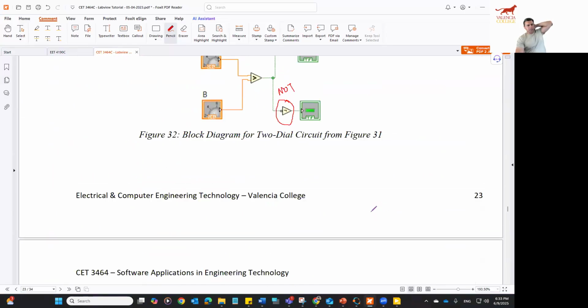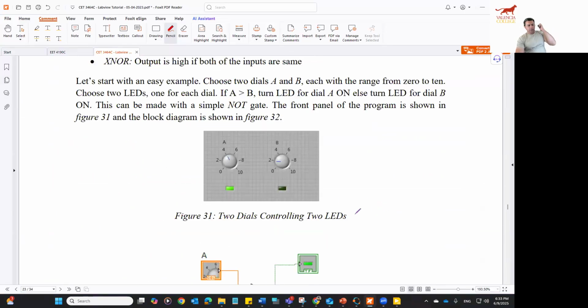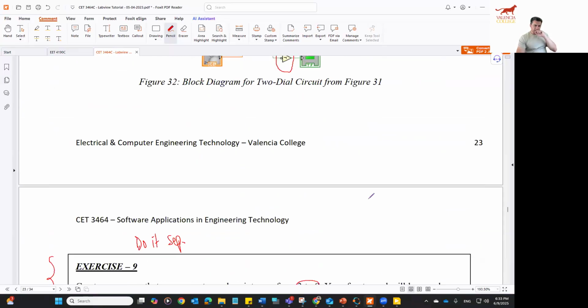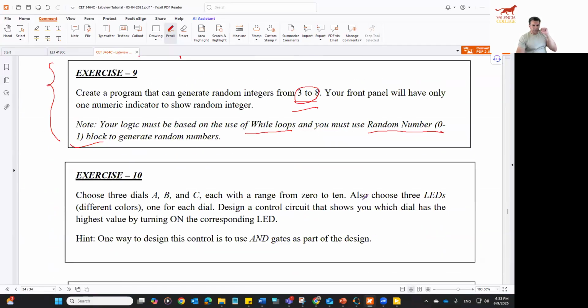Exercise 10 is kind of similar to this exercise with a little twist. In this exercise, if A is greater than B, A light will be on; if A is less or equal to B, B light will be on. In this case, you have 3 dials, A, B, and C. Each dial goes from 0 to 10, which is the default value of each dial, by the way. And you have 1 LED for each dial.